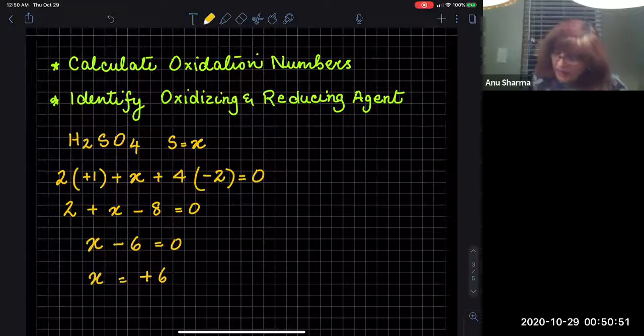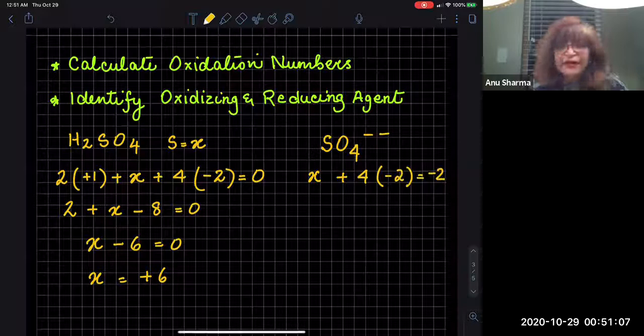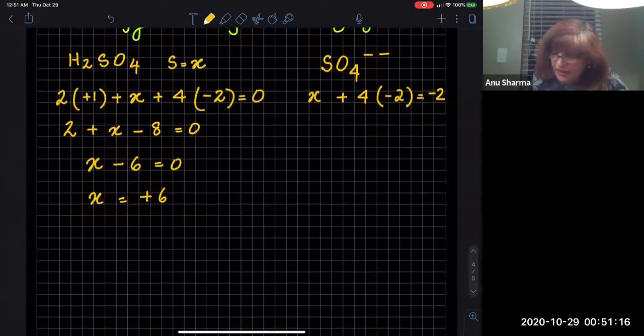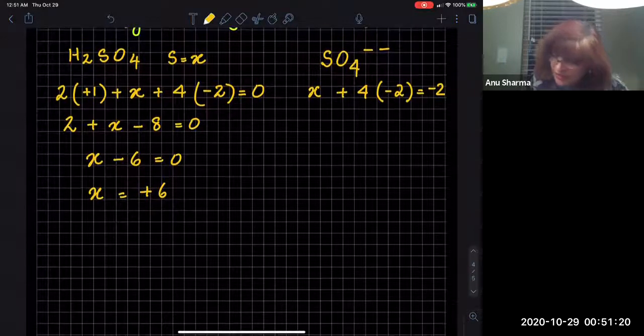Okay, now let's look at it in sulfate. What is that? SO4, 2 negative charges. So this is a polyatomic ion. So again, the oxidation number of sulfur, X plus 4 times -2 is equal to -2. All right, so the sum total of the oxidation numbers of every single element in a species is going to be equal to the charge for polyatomic ions, and it's neutral for a neutral molecule.